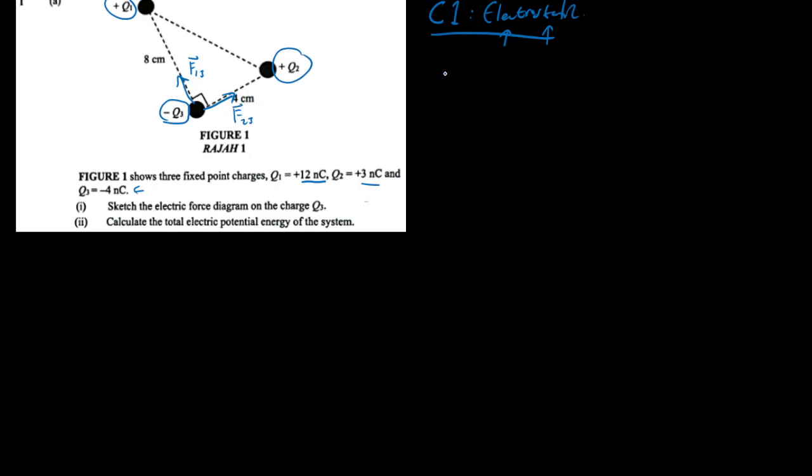So I can easily sketch out the electric force diagram. I will have negative Q3 here, and then an attractive force towards Q1, so that's F 1 on 3. And then another attractive force towards Q2, so F 2 on 3, and the angle between them is going to be 90 degrees. So that's all for the electric force diagram. We have labeled two main forces that Q3 experiences.